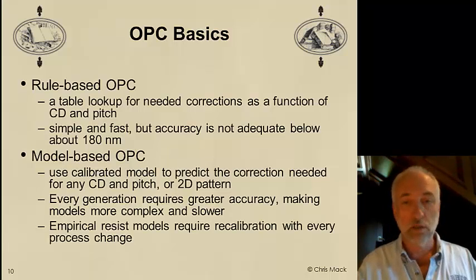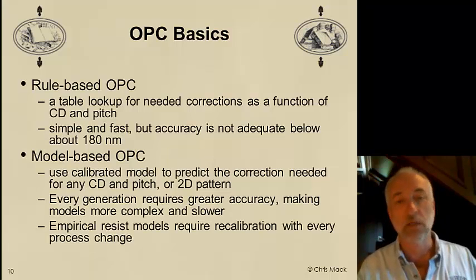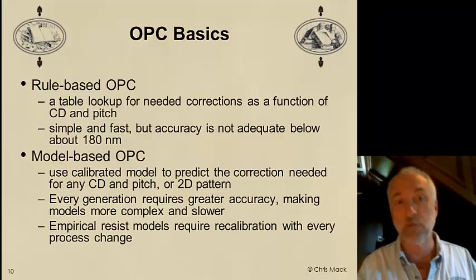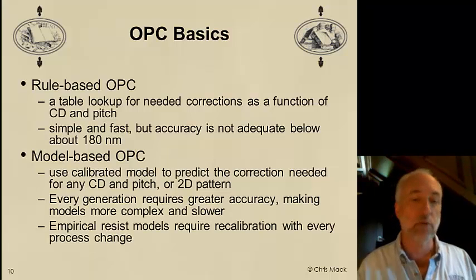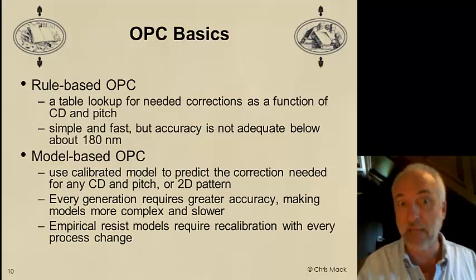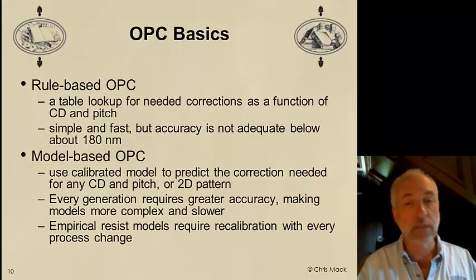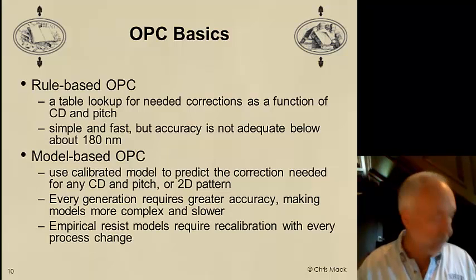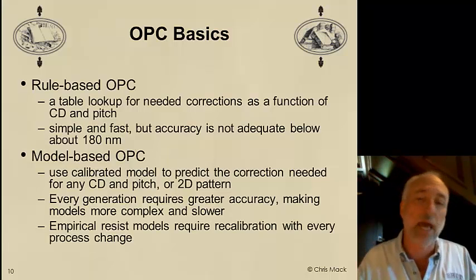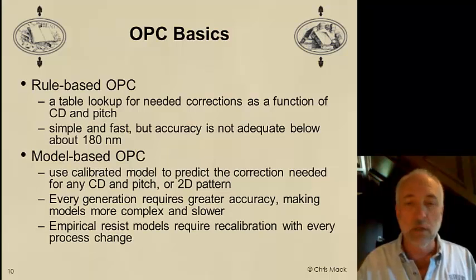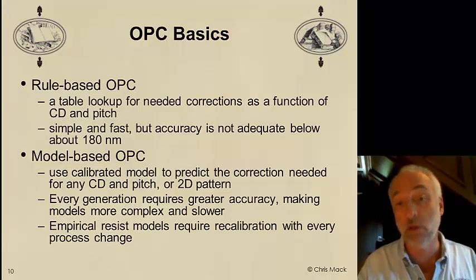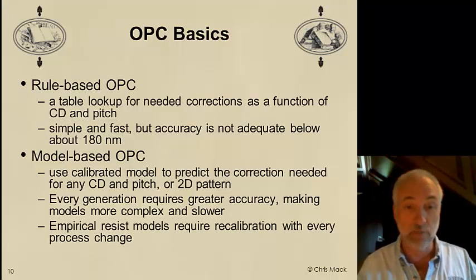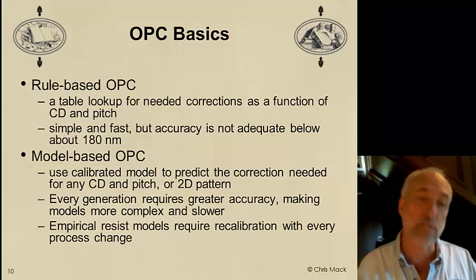Well, we have to calibrate these models, so we still have to collect a bunch of data, just like in rule-based OPC. And the more data we collect, the better we're off in terms of calibrating these models. But once we've calibrated them, they will work for any features, any complex patterns, the proximity of other complex patterns. It can predict all of these things and with greater accuracy than rule-based OPC. However, the accuracy is still not perfect.